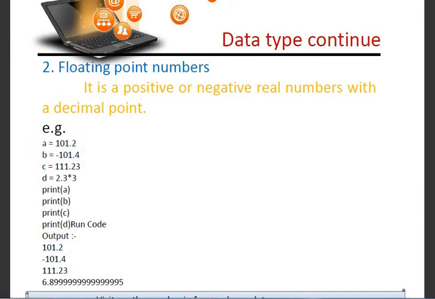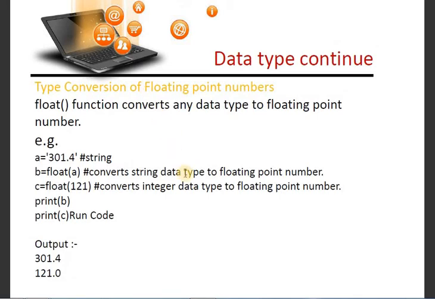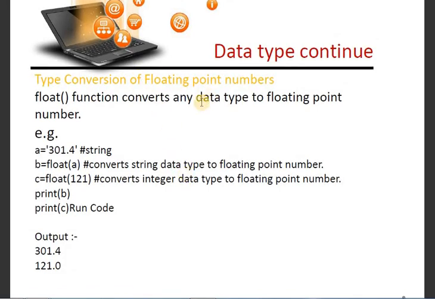Now next, type conversion of floating point numbers is also possible. We use the float function to convert any number into a floating point number. Now this is a string enclosed in single quotes. Now b equal to float(a). Now it converts this into a floating point number. Now this is not a string, this is a number. Here this is 1 2 0, there is no decimal. This is an integer number. And if I write float of 1 2 1, it will be 1 2 1.0.